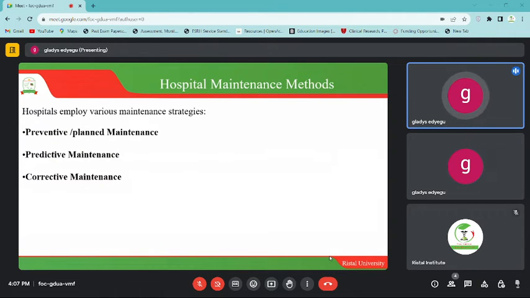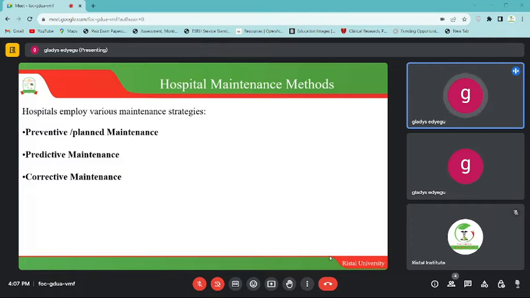And in this, hospital maintenance also has methods or strategies that we use in maintaining our different equipments and repairing them. So hospitals employ various maintenance strategies or different maintenance methods, and one of them is preventive or planned maintenance. We are going to explain this in the coming slides, to understand what it means when we talk about preventive or planned maintenance.